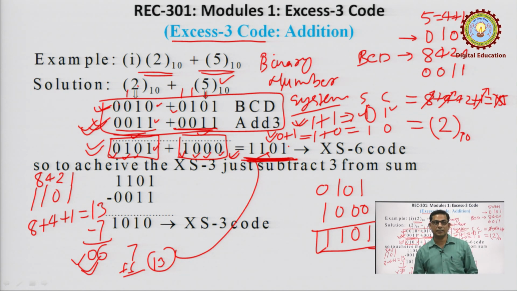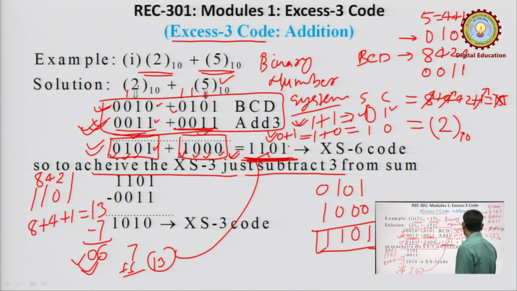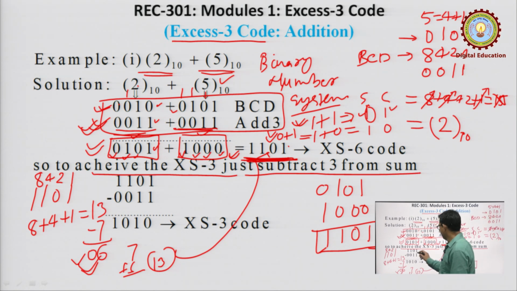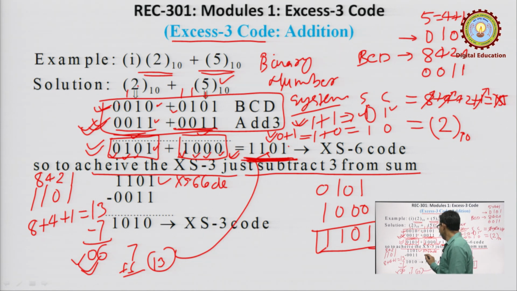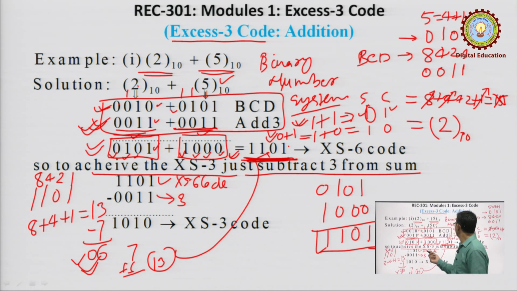Okay. So, what should we do to get the Excess-3 code? To get the Excess-3 code, just subtract 3 or equivalent of 3 from the sum. So, what is the equivalent of 3? So, this is the Excess-6 code for 2 plus 5. Okay. If you subtract the equivalent of 3, equivalent of 3 is 0 0 1 1, we know from here. Okay. So, 0 1 1.